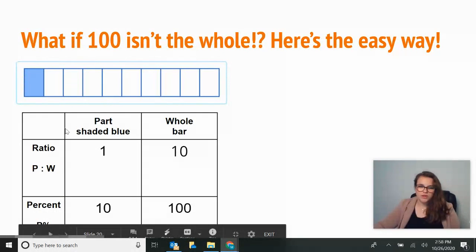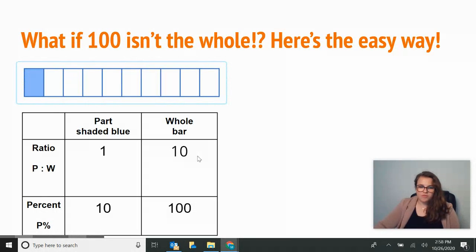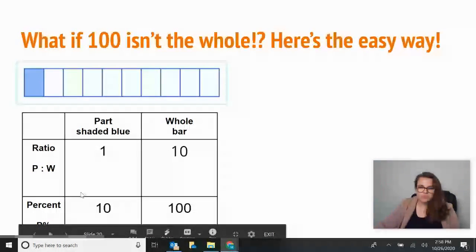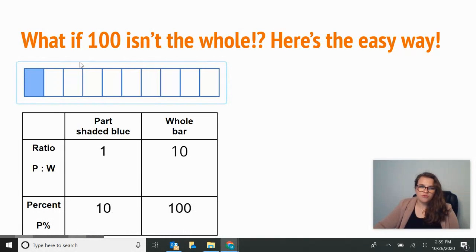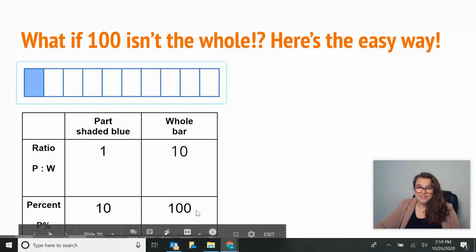All right, so if we remember from yesterday, this would have been blank because we didn't know it. So then we went from our whole to our percentage whole, and we knew that that was times 10. So then we did times 10 on the other side. 1 times 10 equals 10. So 10% would be the answer for this strip model. But there's an easier way to do that.